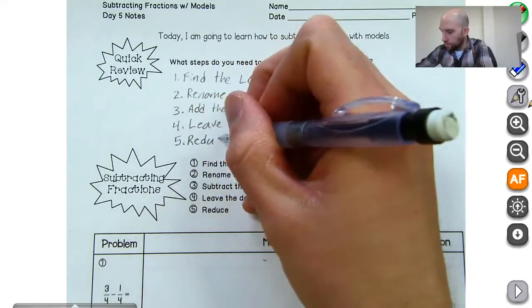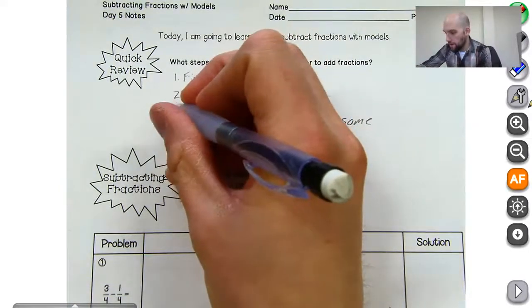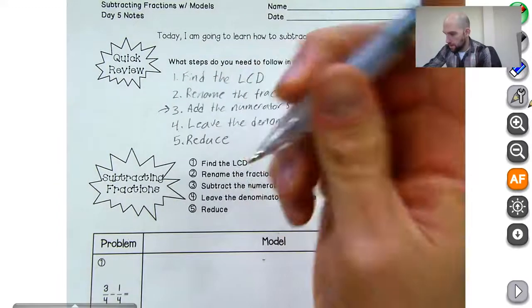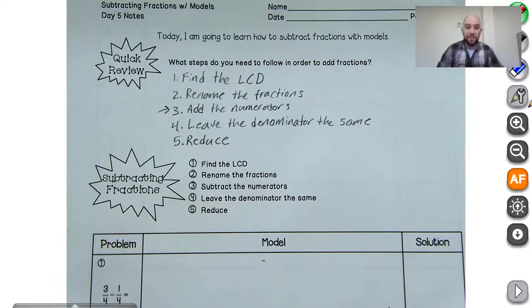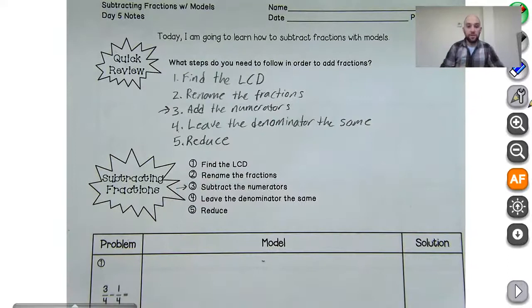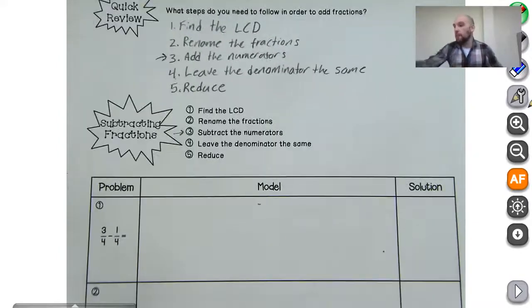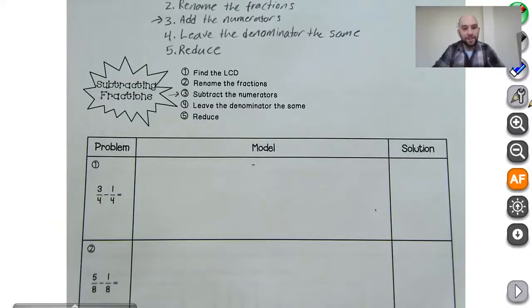And if we look at our subtracting fractions steps, they're exactly the same except for number 3. When we are adding fractions, we need to add the numerators. When we subtract fractions, we need to subtract the numerators. So it's the same steps, except we're going to be subtracting instead of adding. So if you can add fractions, you should be able to quickly transition into subtracting fractions as well. But we're going to start by using models to show how we subtract fractions.